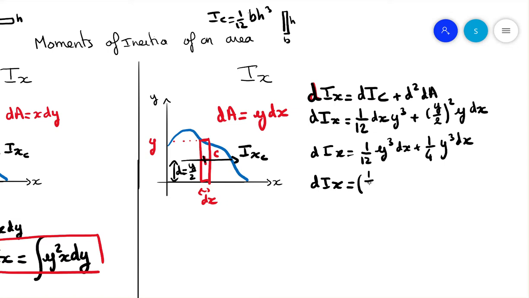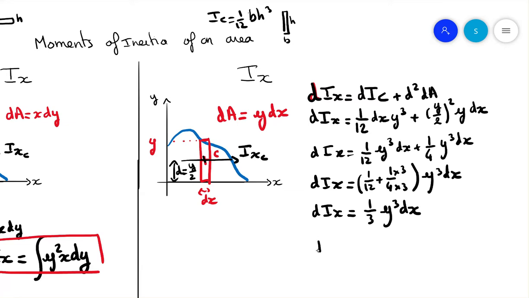Okay, so it's equal to 1/12 plus 1/4. You multiply by 3. So dIx is equal to 4 divided by 12, which makes 1 divided by 3, y cubed dx. So at the end we have Ix that is equal to the integral of 1/3 of y cubed dx.